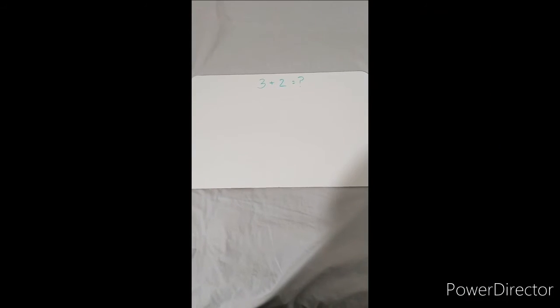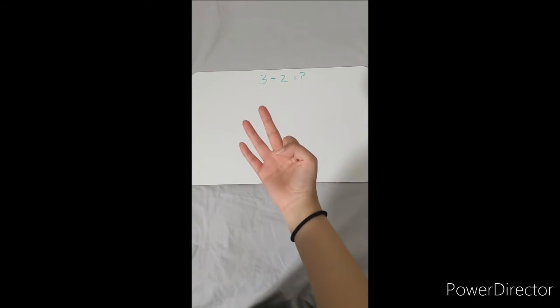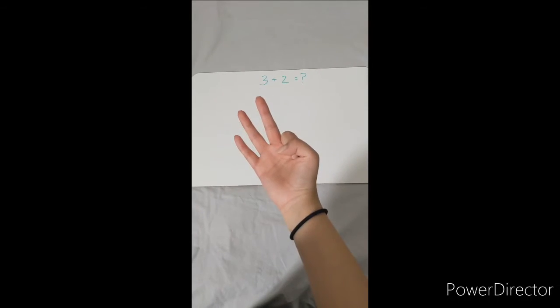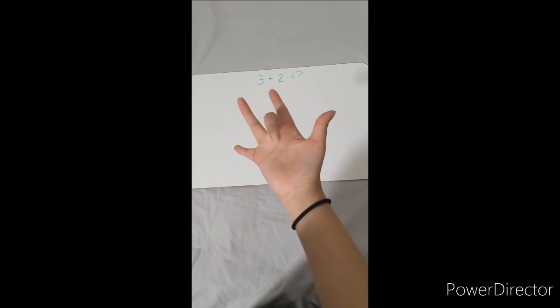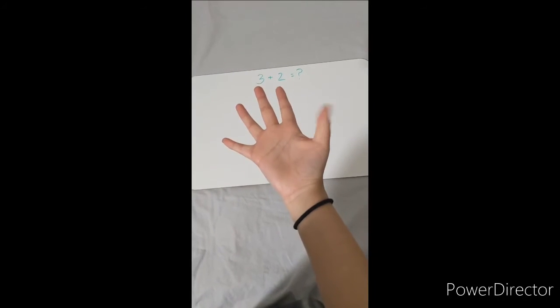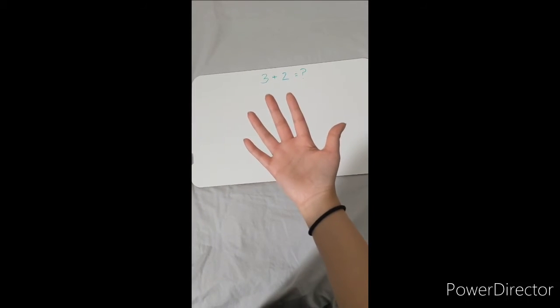So, this problem asks us to start off with 3 fingers and add 2 fingers. So when we add 2 fingers, click, we are left with 1, 2, 3, 4, 5 fingers. So the sum of 3 and 2 is 5.